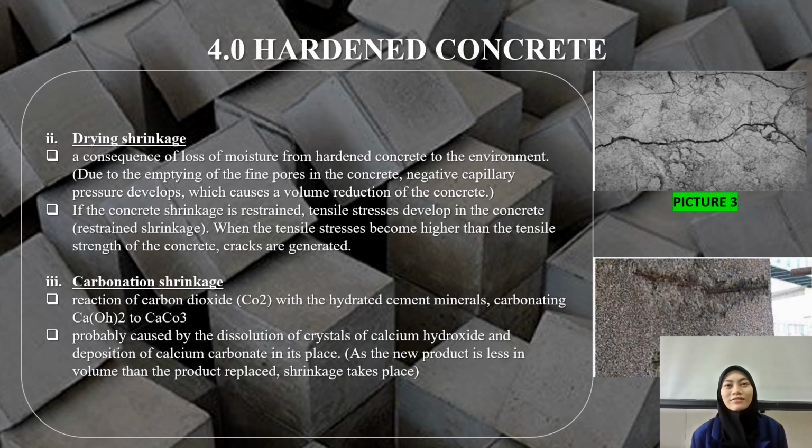Today I want to explain more about shrinkage of concrete. One of the types of shrinkage of concrete is carbonation shrinkage. Shrinkage occurs due to the reaction of carbon dioxide with the hydrated cement minerals, carbonating Ca(OH)2 to CaCO3. It is probably caused by the dissolution of crystals of calcium hydroxide and deposition of calcium carbonate in its place. As the new product is less in volume than the product replaced, shrinkage takes place.